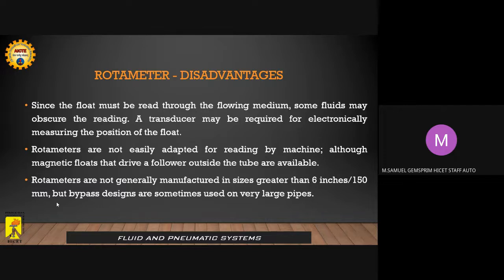Then the rotameters are not easily adapted because of their own construction. And the next thing is that sizes are restricted to 6 inches or 150 mm. So for more than that, or if the flow is more, it is highly impossible to use the rotameter.